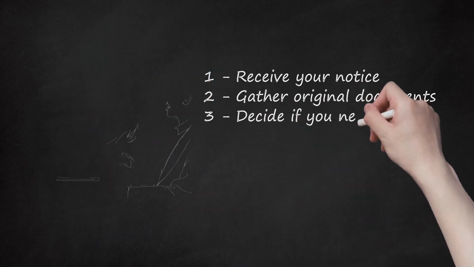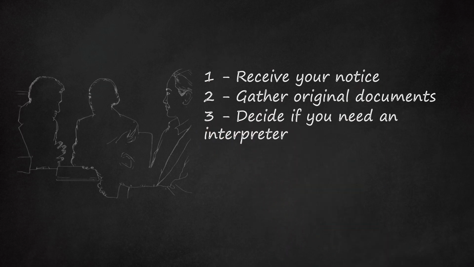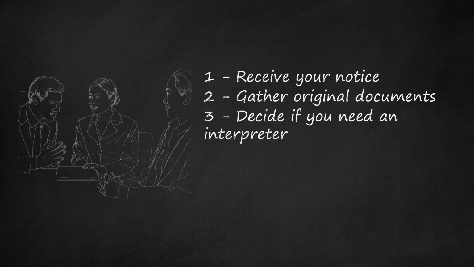3. Decide if you need an interpreter. You don't have to speak English to get a green card. If you're not fluent in English, you may want to bring an interpreter along with you to the interview. This way you can avoid answering questions incorrectly because you weren't clear about what the immigration officer said. Don't let pride get in your way. Even if you've been studying English, the interview is important and you want to make sure you get everything right.